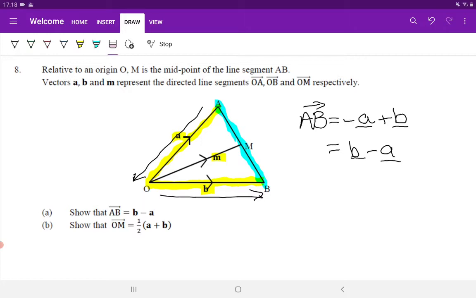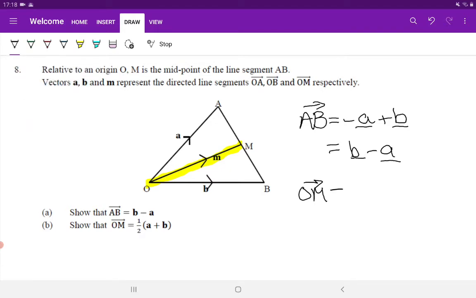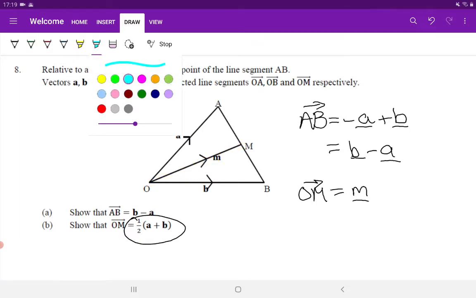Okay, now part B, we need to find something very similar. We have to show that O to M is a half of A plus B. Now, O to M is just vector M. Okay, so the vector OM is just vector M. But that's not what we've been asked to prove. We've been asked to prove that that's a half of A plus B. So we're going to have to go a different way from O to M rather than that direct route. We're going to have to go on a route that uses A and B.